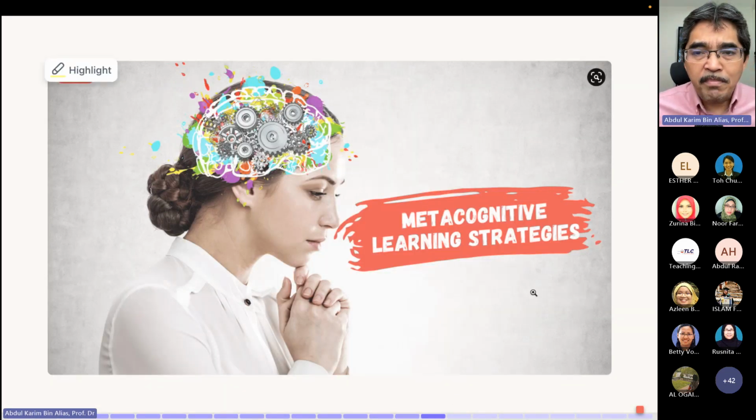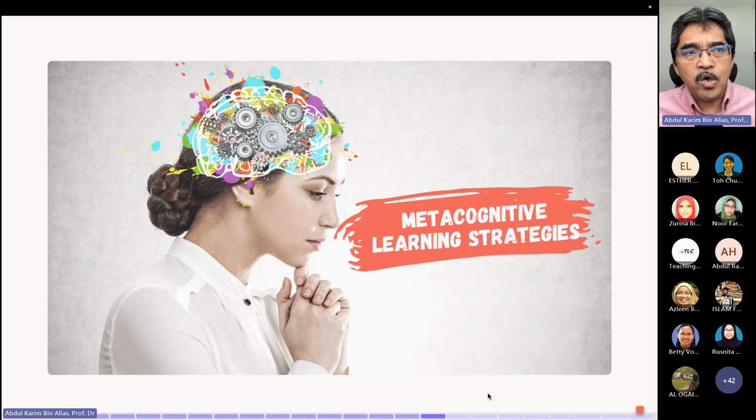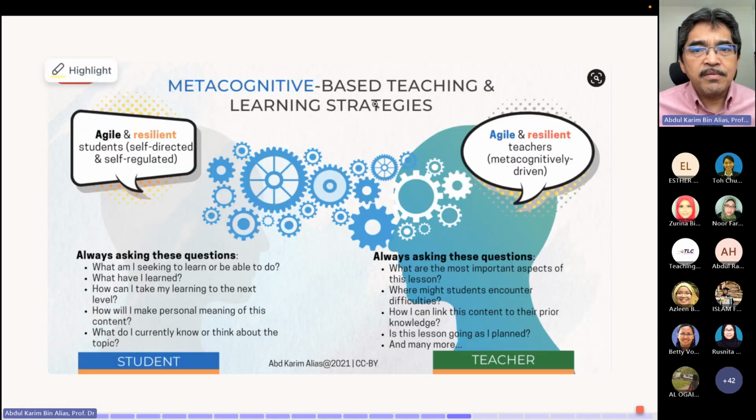So this is what we call metacognitive learning strategies. And if we understand this, there's a question about how we design our lessons so that the student can become independent, with student-centered learning. So these are some of the strategies, but I don't have time to elaborate. This could be another big topic, so-called to engage the students. But very quickly, these are so-called metacognitive-based teaching and learning strategies. So that on the student side, we want the student to become agile and resilient, self-directed and self-regulated.